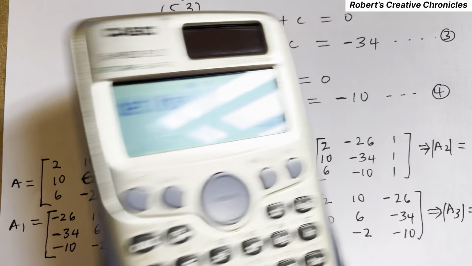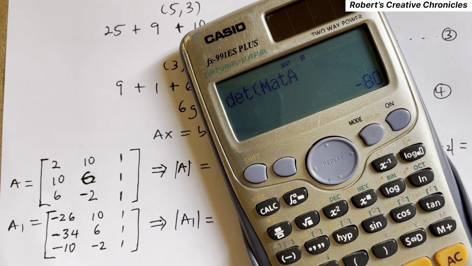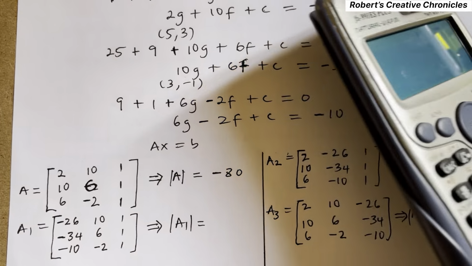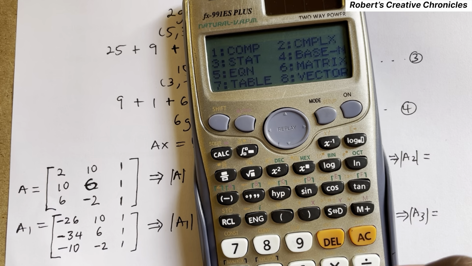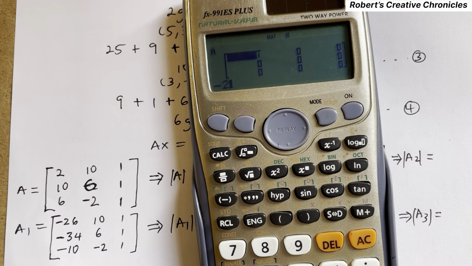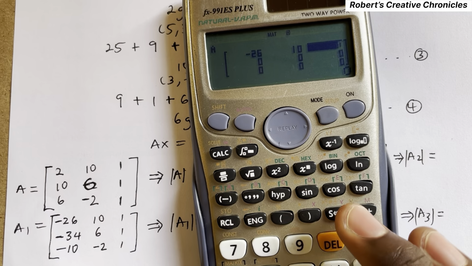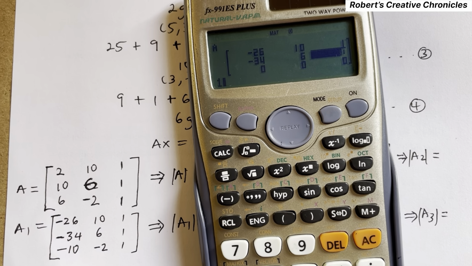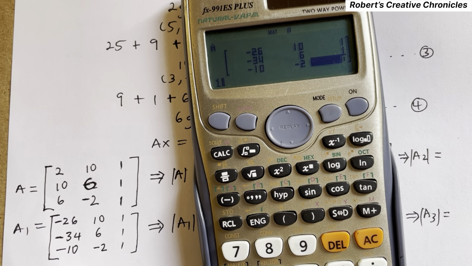Which is minus 80. Now we will save all these other three matrices and find the determinant one by one. So now we move to matrix mode, mat A first, then we input this one. So this becomes minus 26, 10, 1, minus 34, 6, 1, minus 10, minus 2, 1.